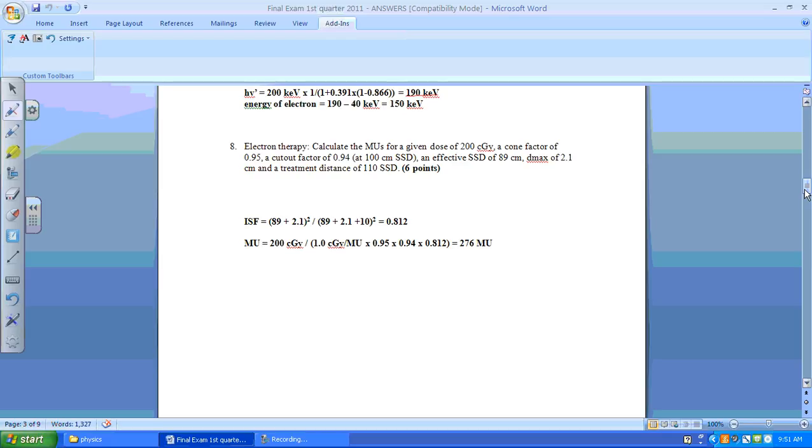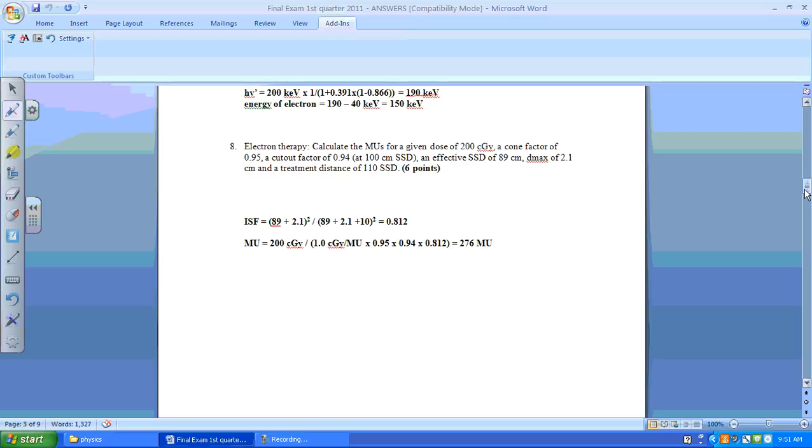Because you're not treating at 100, you should know right away that you've got an inverse square factor involved. Okay, so you can calculate that off the bat. The inverse square factor is equal to, and you need to know this equation, your effective SSD plus Dmax divided by effective SSD plus Dmax plus your gap.